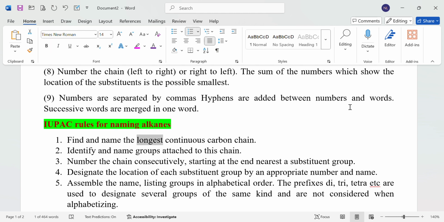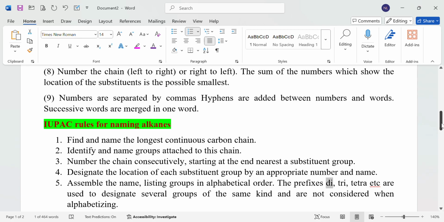Find and name the longest continuous carbon chain. Identify and name groups attached to this chain. Number the chain consecutively, starting at the end nearest a substituent group. Designate the location of each substituent group by an appropriate number and name. Assemble the name, listing groups in alphabetical order.